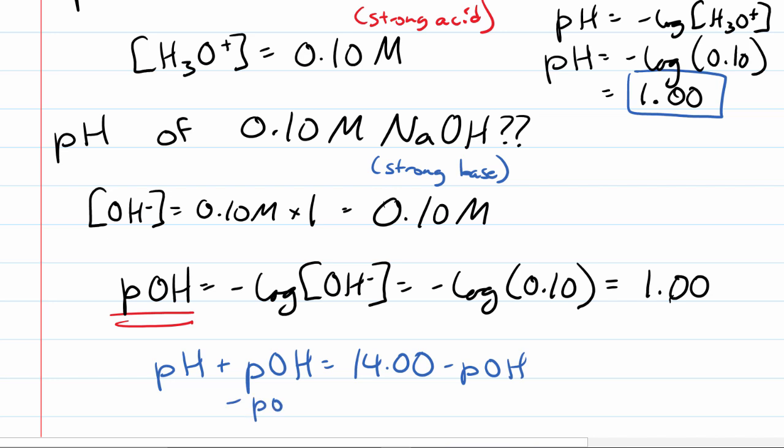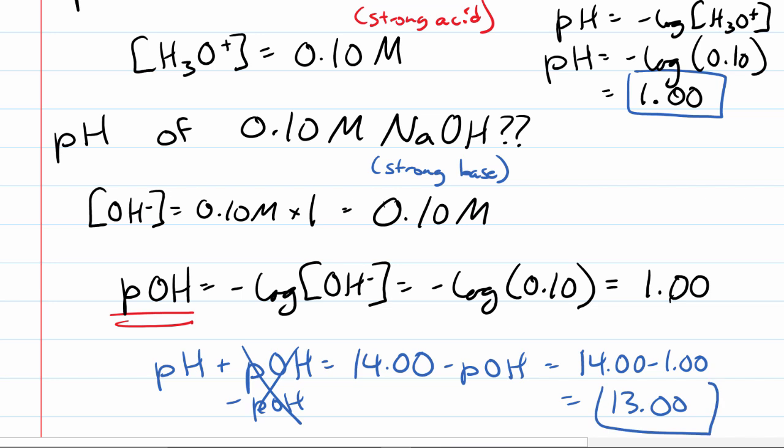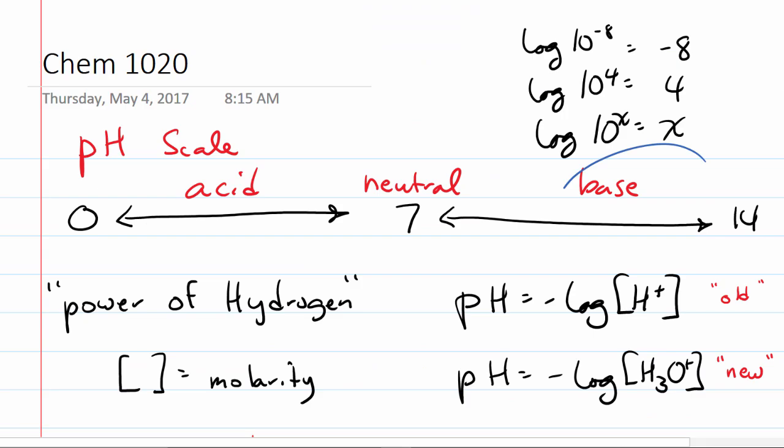Which means if we want to find the pH, we're going to have to subtract the 1.00 pOH from each side. So this disappears. We take 14.00 minus 1.00. We wind up with an answer of 13.00. We come back then to our table of pHs and say, does this make sense? It does, because the pH here should be really, really high.